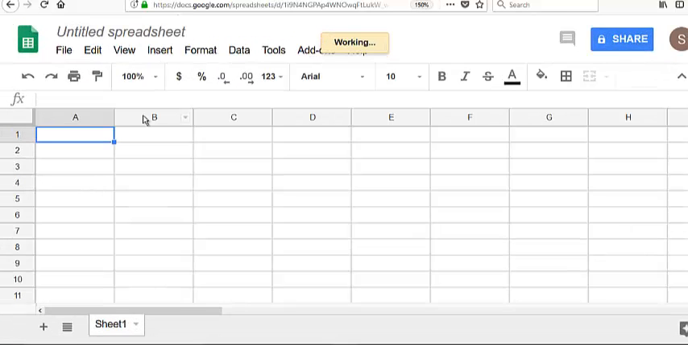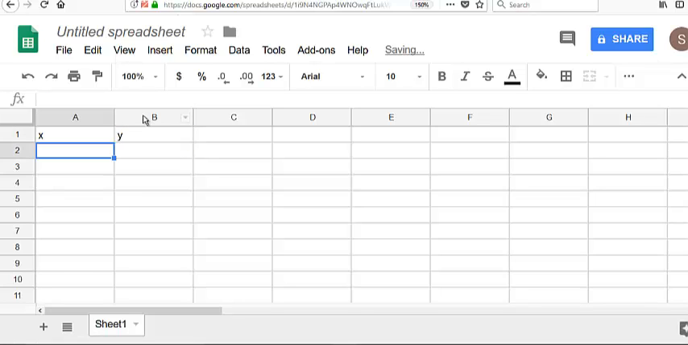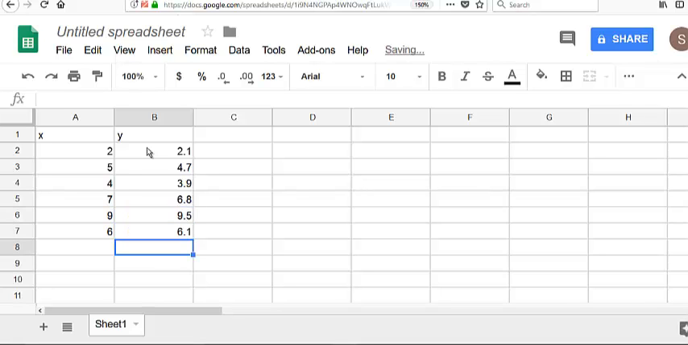So here's my x column. That's my independent variable. My y column. And again, I'll just put in some numbers here between 1 and 10. Okay, and then I'll pick some y values that are not exactly equal to those. So let's try 2.1, 4.7, 3.9, 6.8, 9.5, 6.1. Okay, that's all part of my fertile imagination.